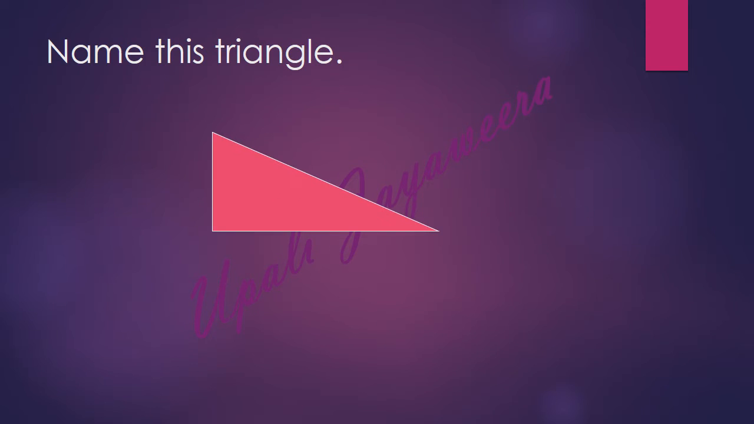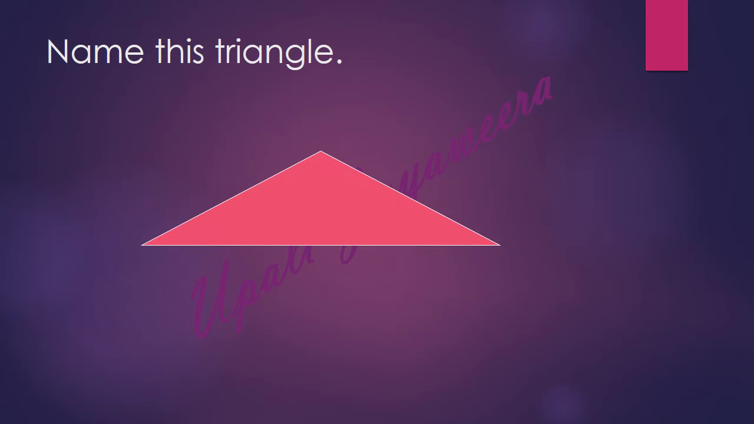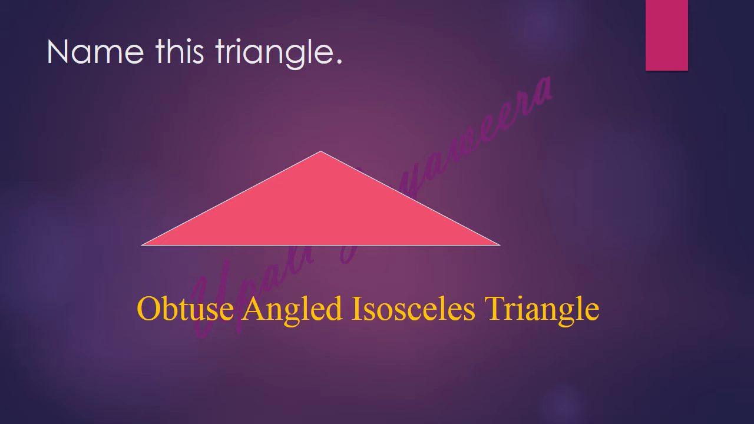Now name this triangle. Here one angle is a right angle. Sides are unequal in length. So right angled scalene triangle. Now name this triangle. Here one angle is an obtuse angle. Two sides are equal in length. So obtuse angled isosceles triangle.